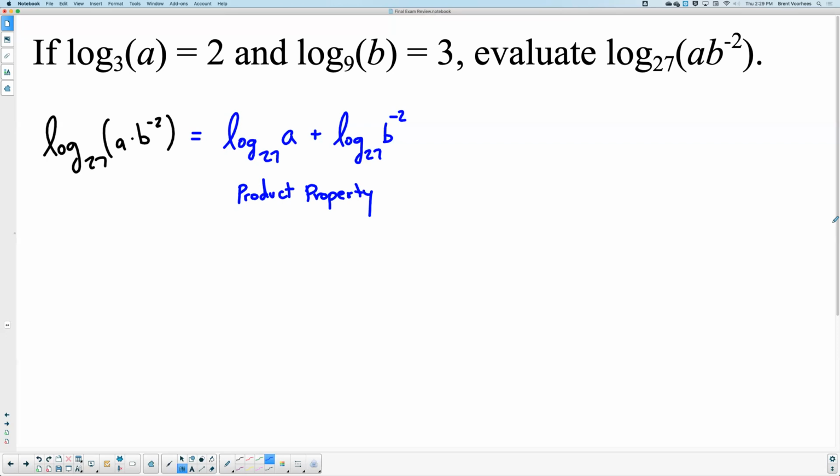Okay, what do you think now? Power property, very good. What can I do with this power here? I can multiply with it. You can do it in the front or the back. I'm going to do it in the front. So this will be log base 27 of a. I'm not going to do a plus a -2. I'm just going to change it to a -2 log base 27 of b. That was the, not quotient property, I'm sorry. That was the power property.